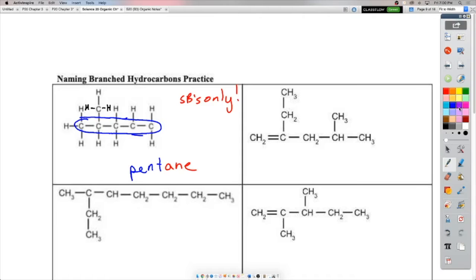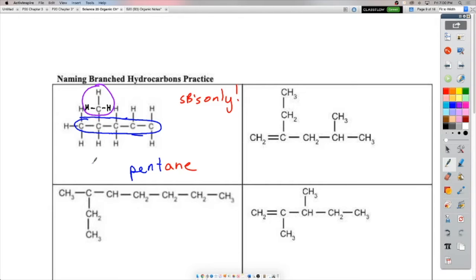What are we missing? Well, we're missing the fact that there is a branch here, right? There is a branch right there. See it? See how it sticks out way more once you've circled the parent chain? It's a lot more obvious what's a branch. Okay. Now, question for you. How many carbons are there in our branch? And what kind of prefix matches with 1 carbon? Well, it's meth, right? If you check page 9, it's meth.